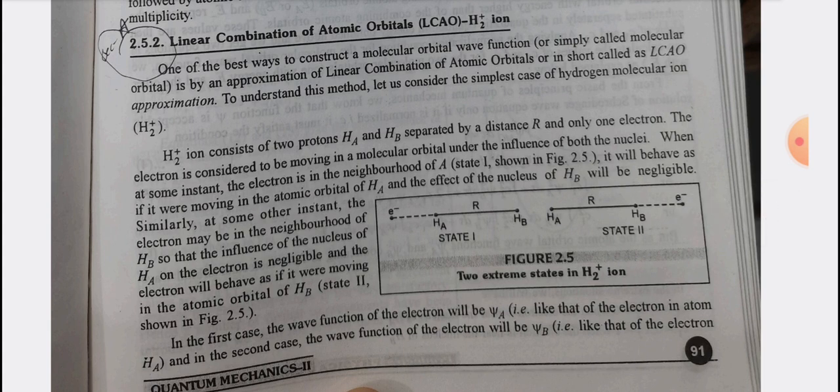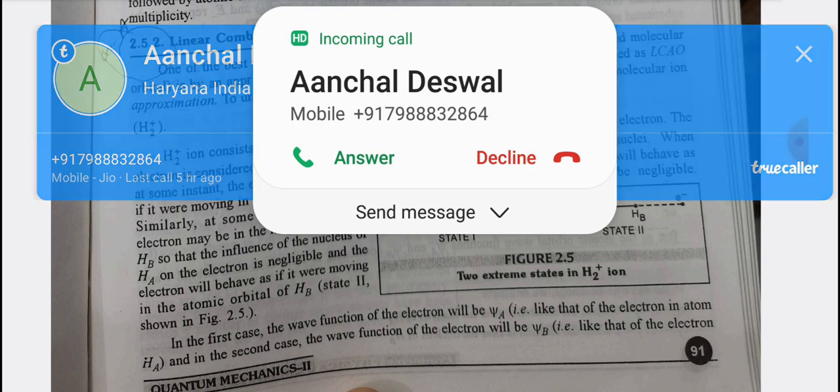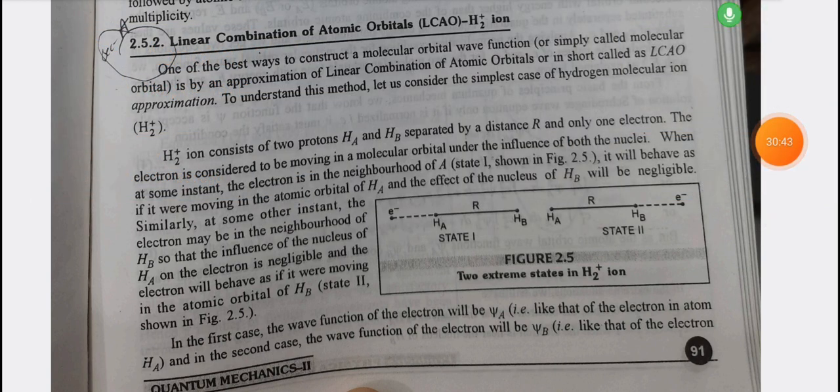2.5.2 Linear combination of atomic orbitals, LCAO, that is H2 positive ion. One of the best ways to construct a molecular orbital wave function, or simply called molecular orbital, is by the approximation of linear combination of atomic orbitals, or in short the LCAO approximation. To understand this method, let us consider the simplest case of the hydrogen molecular ion H2 positive. H2 positive ion consists of two protons HA and HB separated by a distance r and only one electron. The electron is considered to be moving in a molecular orbital under the influence of both the nuclei.